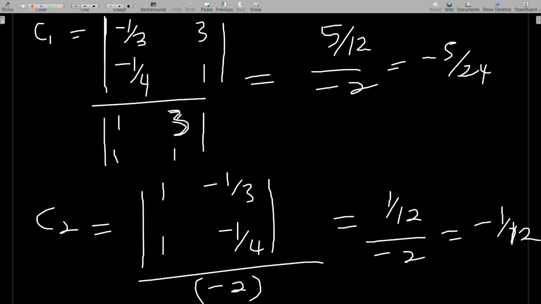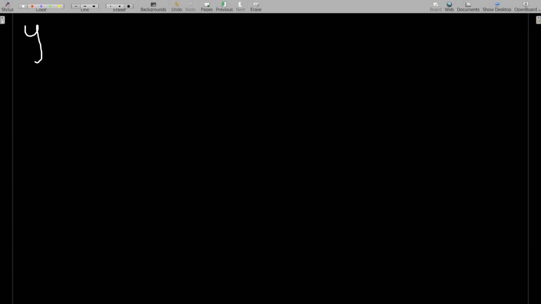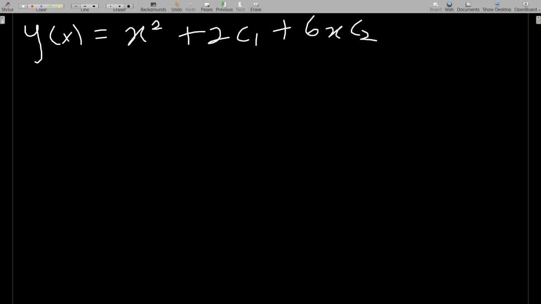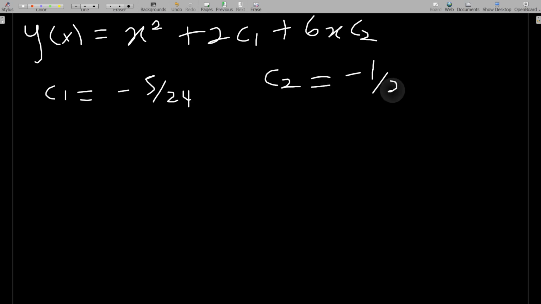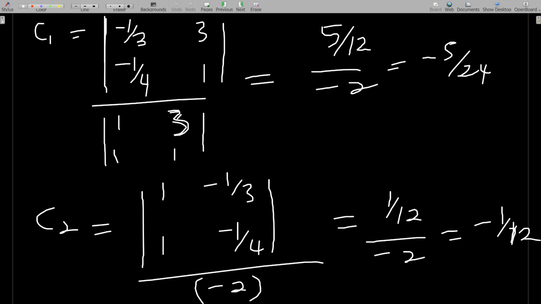Okay, so I have my C1. Let me write my solution back. y of x is equal to x squared plus 2C1 plus 6x C2. Now my C1 is equal to -5/24, and my C2 is equal to -1/12. Or is it 24? Let me go and check. Wow, this is negative 1/24. Okay, I made a mistake here. It is -1/24 actually.